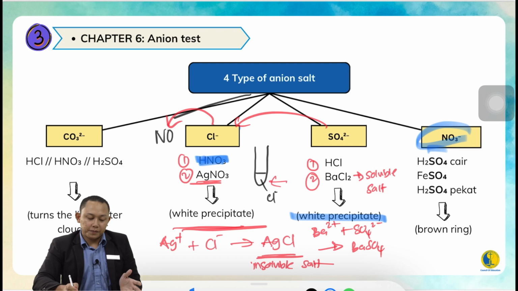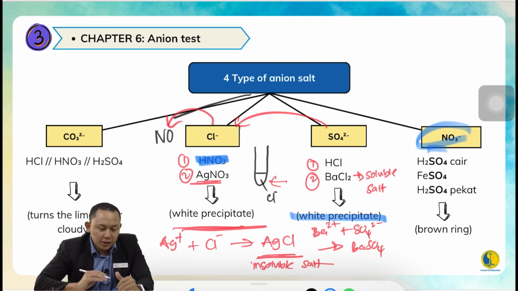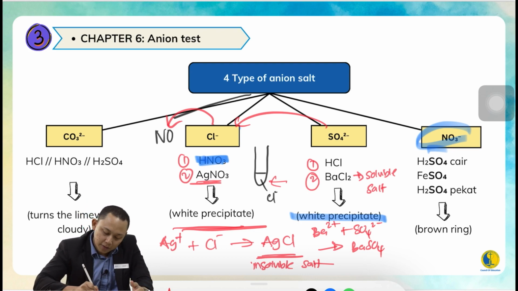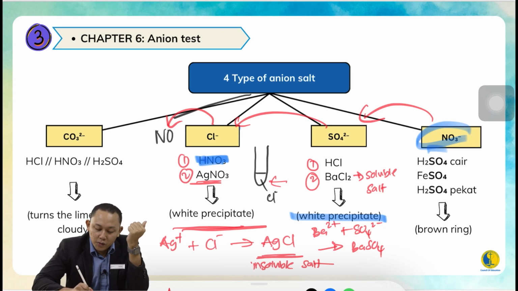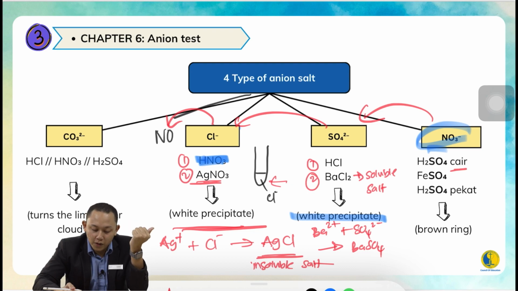Now for the next anion, which is the nitrate ion. Same thing: first, look at the previous anion, which is sulfate. First step, add acid. But what kind of acid? An acid that contains a sulfate ion. So which acid? Sulfuric acid, H2SO4. But you need to look here: it is diluted H2SO4. You need to add diluted H2SO4.